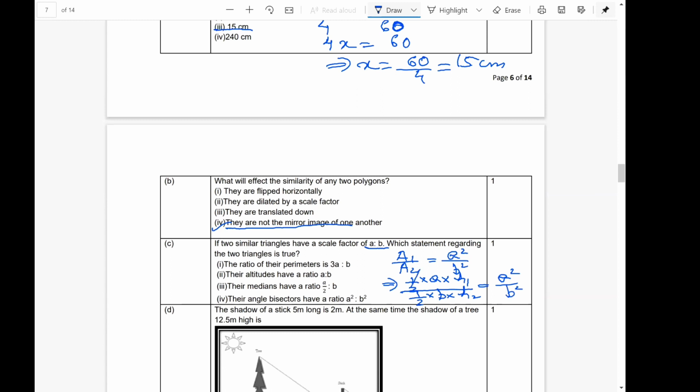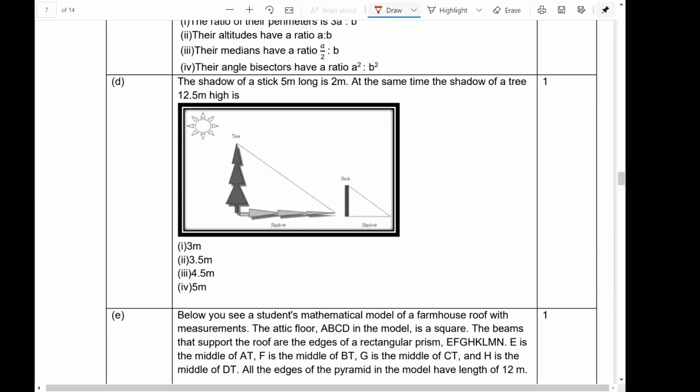We cancel this half, and one of the A will go from both sides, B also will go, and we get H1 by H2 is equal to A by B. That is, that option is true. So the correct answer is option 2. Their altitudes have the ratio A:B. The ratio of corresponding sides are equal.